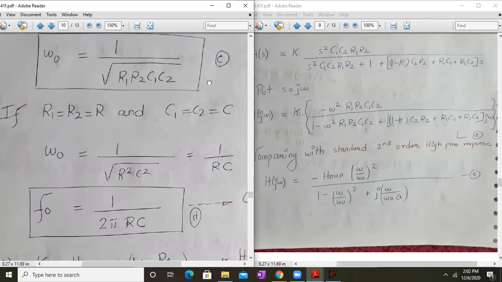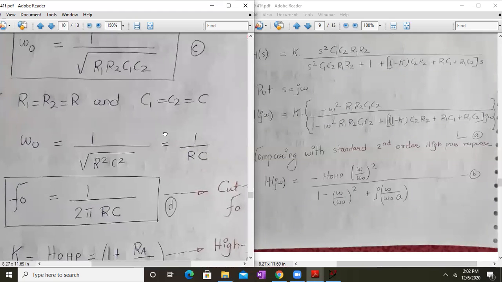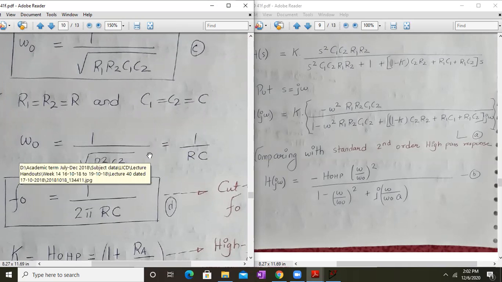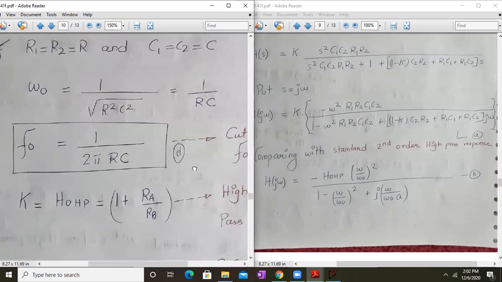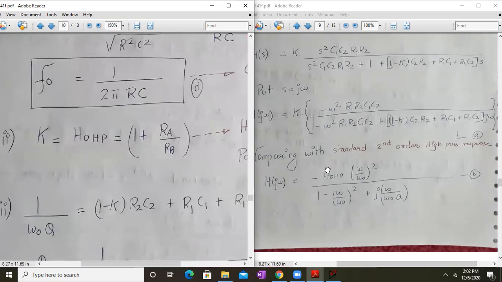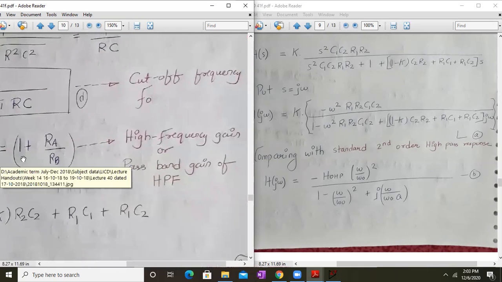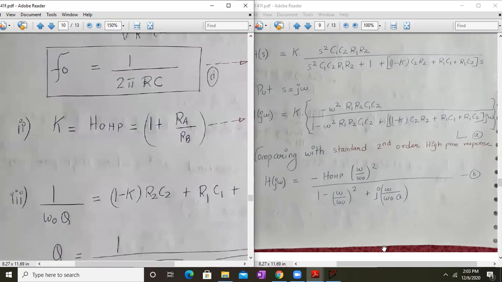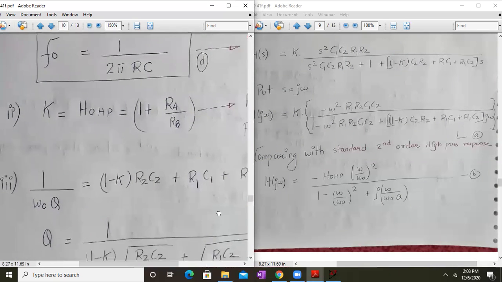So here if we consider R1 equal to R2 equal to R and C1 equal to C2 equal to C, we will get omega naught equal to 1 upon square root of R square C square, where omega naught will be equal to 1 upon RC. That means the cutoff frequency F naught will be 1 upon 2 pi RC. Okay, and the second point, if we compare, the gain will be given by HOHP, which is the high frequency gain or the passband gain, given by the formula 1 plus RA upon RB, because the Opamp was connected in the non-inverting amplifier mode.